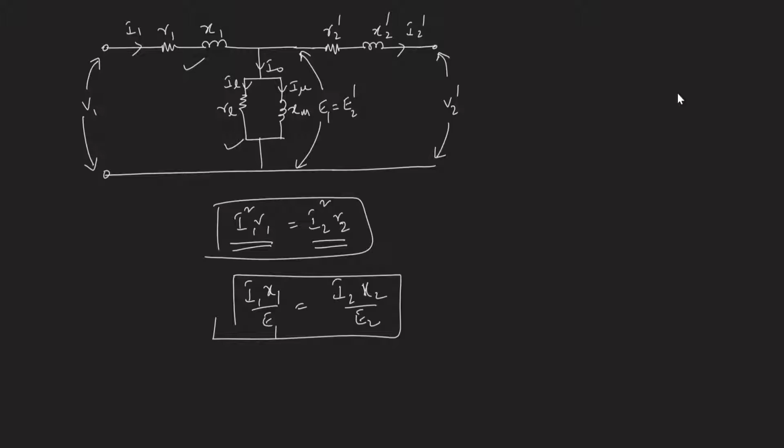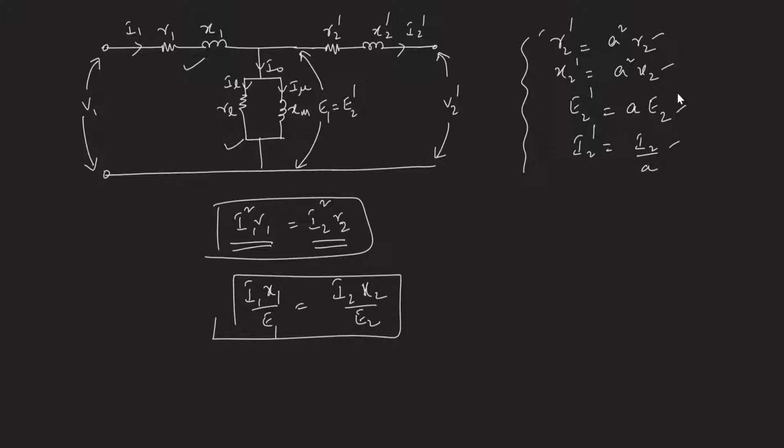So if I draw it now, R2 dash is equal to A square times the actual R2, and X2 prime is equal to A square times X2, and E2 prime is equal to A times E2, and I2 prime is I2 by A. These are the relationships, right? These are the actual secondary quantities. These are the primary side referred quantities of the secondary, right?